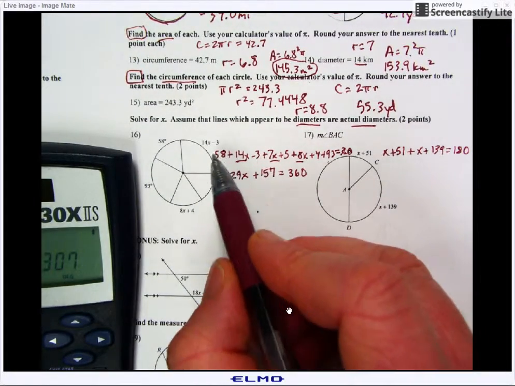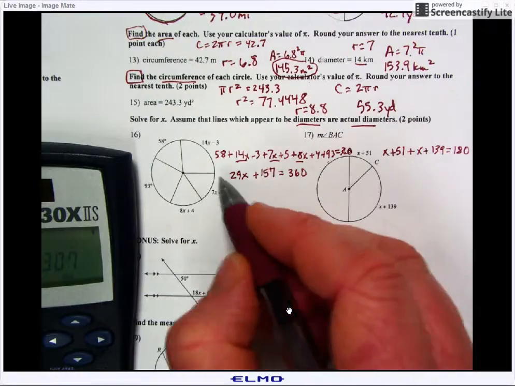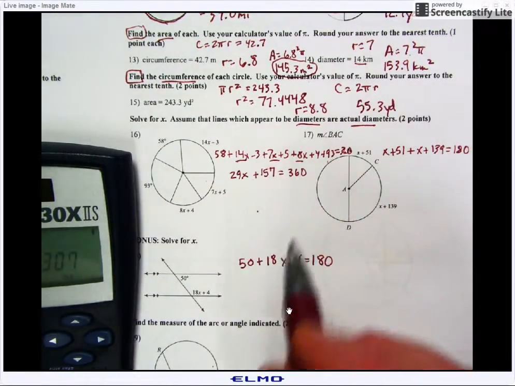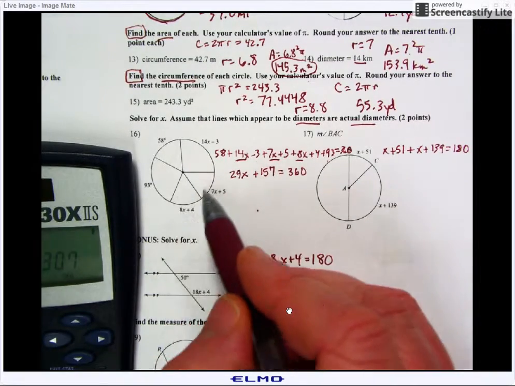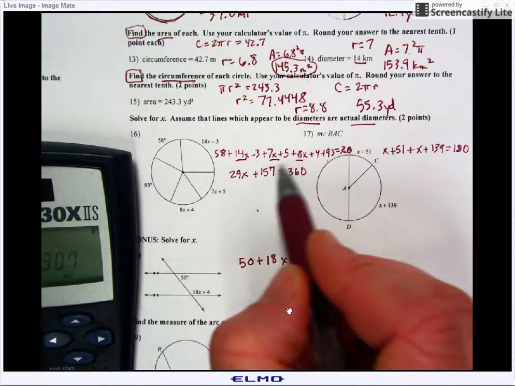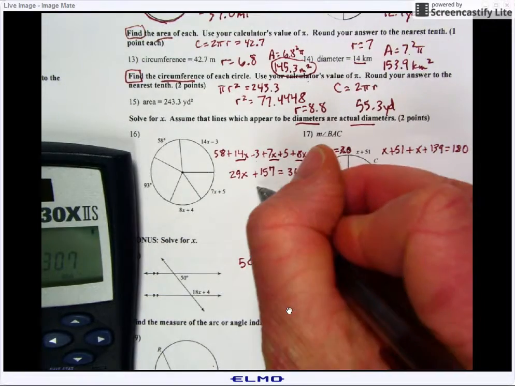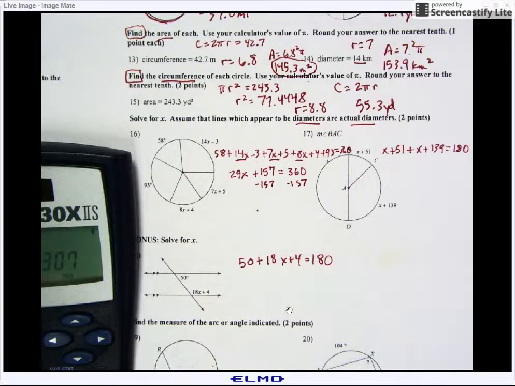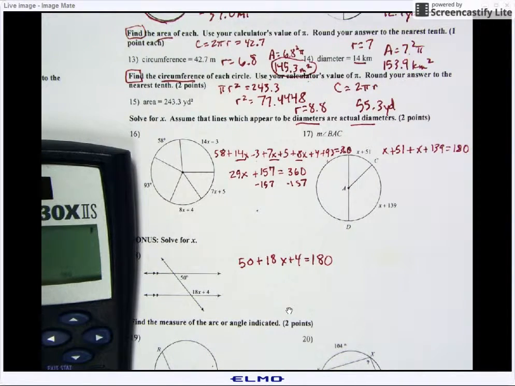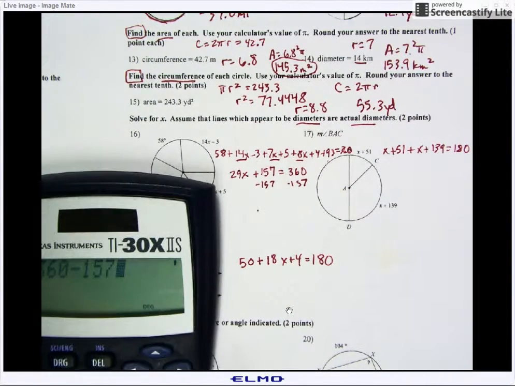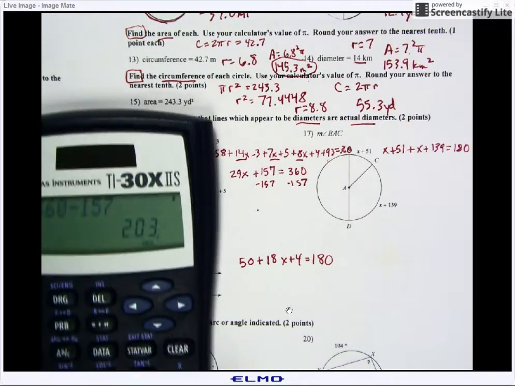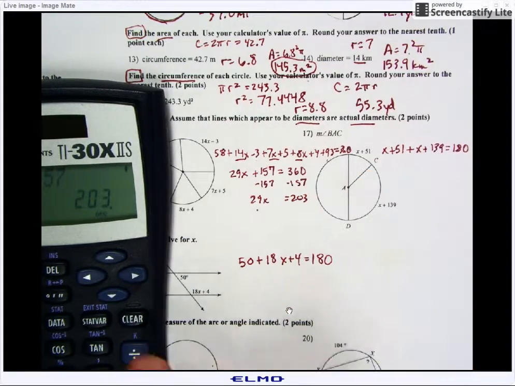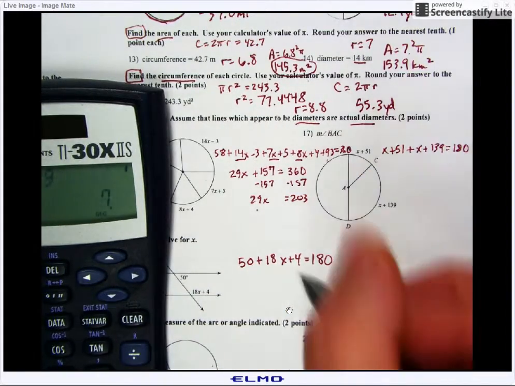Now I have the next one. We're going to solve for x. And what we're doing is basically looking at where we can find stuff that's 180 or 360. In this case, we know all of the arcs, and so they all add up to 360. So now it's just a matter of solving our equation. 360 minus 157 is 203. So 29x equals 203. Divide by 29. X equals 7.